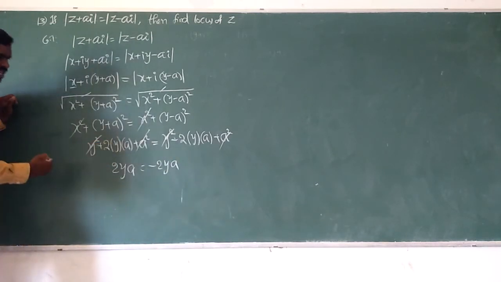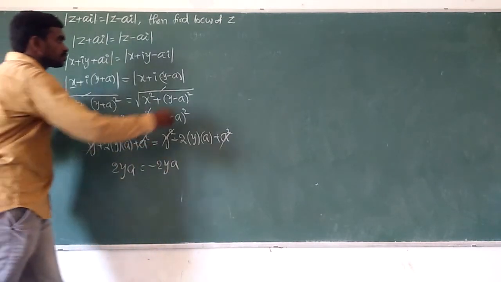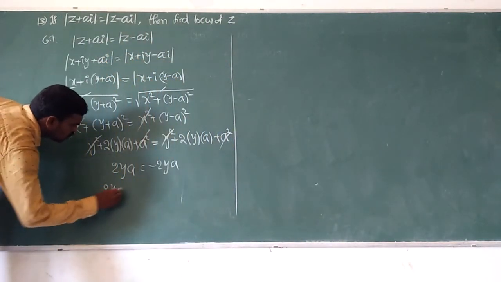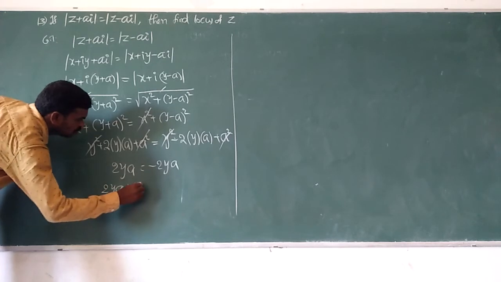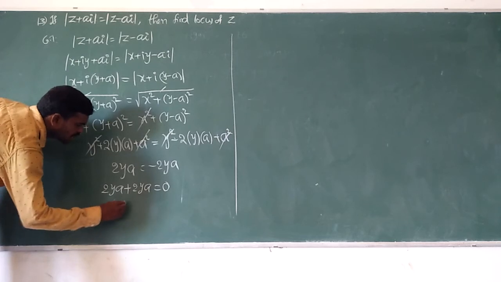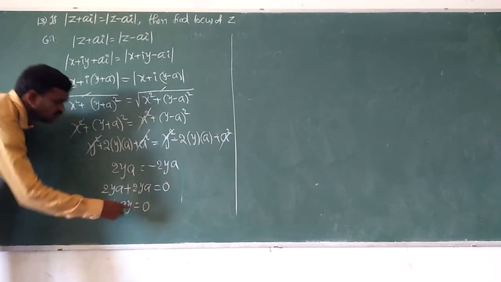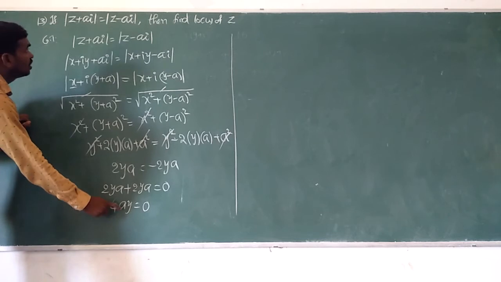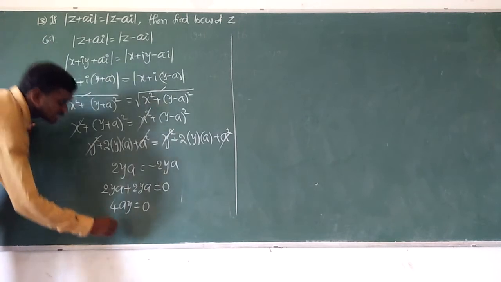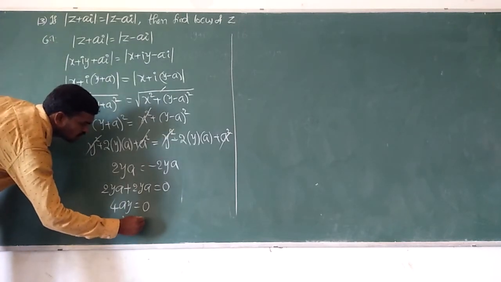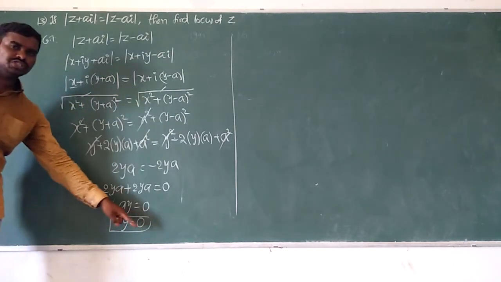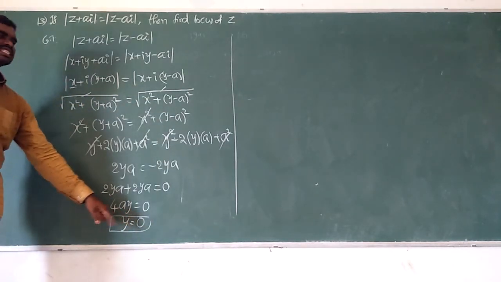Okay? Bring the right side term to the left side. So it becomes 2ya plus 2ya is equal to 0. So 2ya plus 2ya becomes what? 4ay is equal to 0. So 4, and a is also a real number, 4 is also a real number, so those can be sent to the right side. It becomes y equal to 0 by 4a, that is 0. So the locus of z is y equal to 0, and this is also called the x axis.